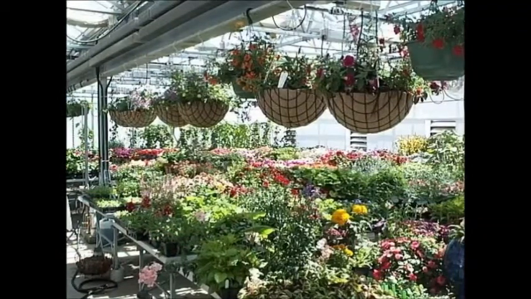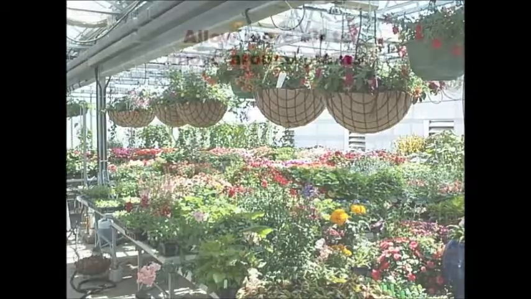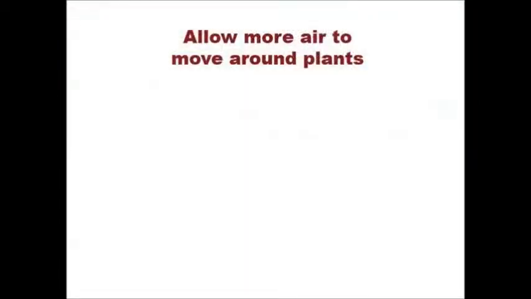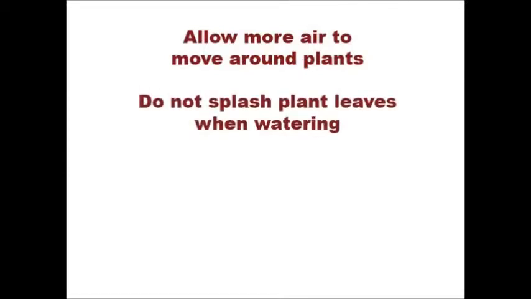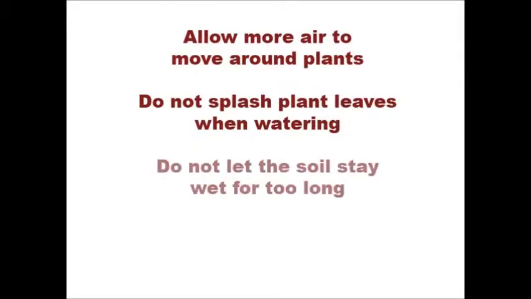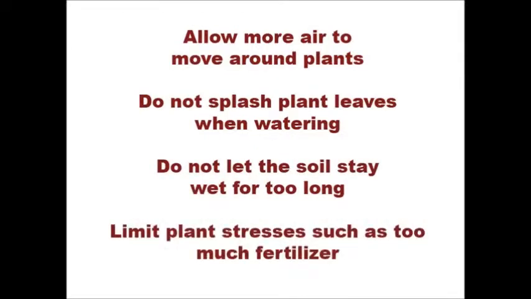Here are some tips on how to avoid plant diseases in the greenhouse. Allow more air to move around the plants. This may require more space between pots. Don't splash plant leaves when watering. Don't let the soil stay wet for too long. And limit plant stress, such as too much fertilizer.